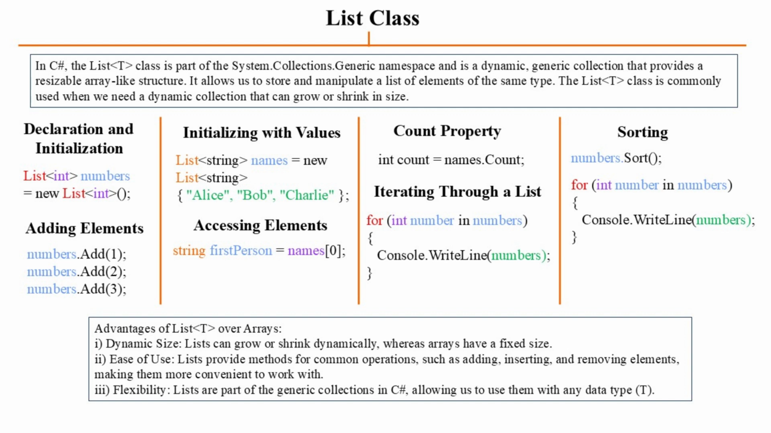Advantages of list over arrays. Dynamic size: lists can grow or shrink dynamically, whereas arrays have a fixed size. Ease of use: lists provide methods for common operations, such as adding, inserting, and removing elements, making them more convenient to work with. Flexibility: lists are part of the generic collections in C#, allowing us to use them with any data type, T. That concludes today's overview of the list class in the C# programming language.